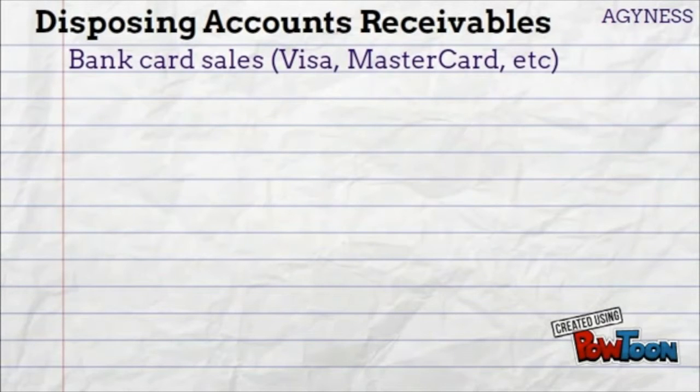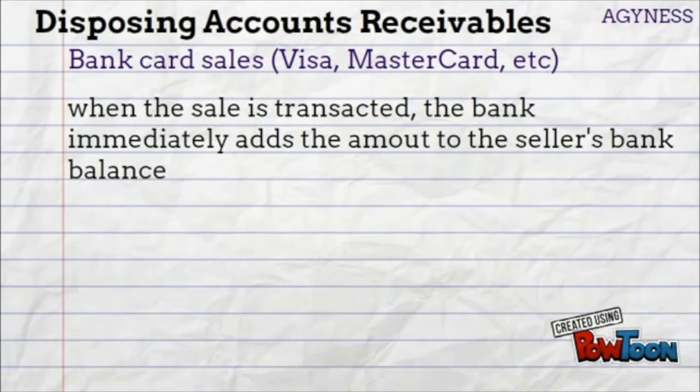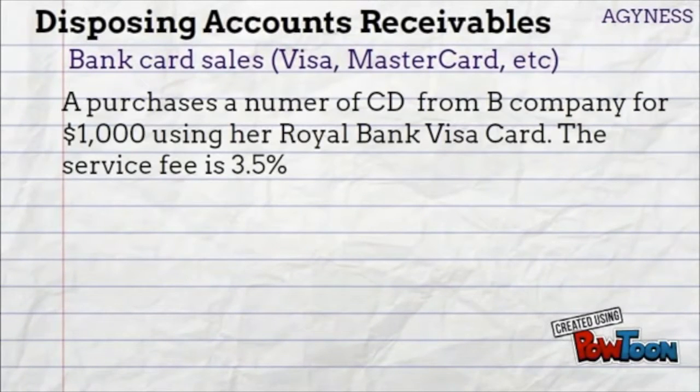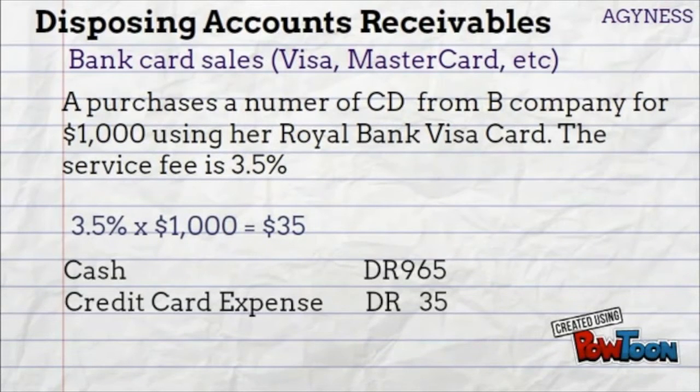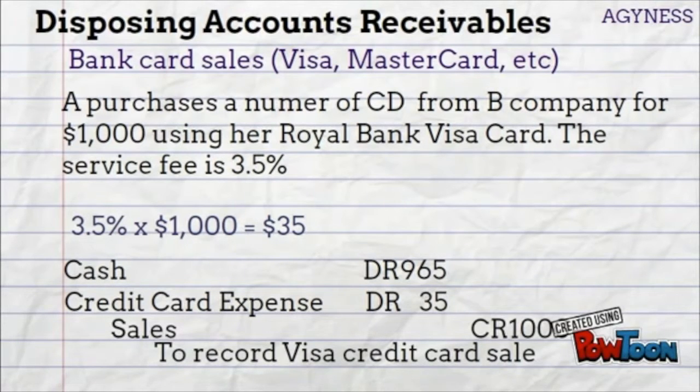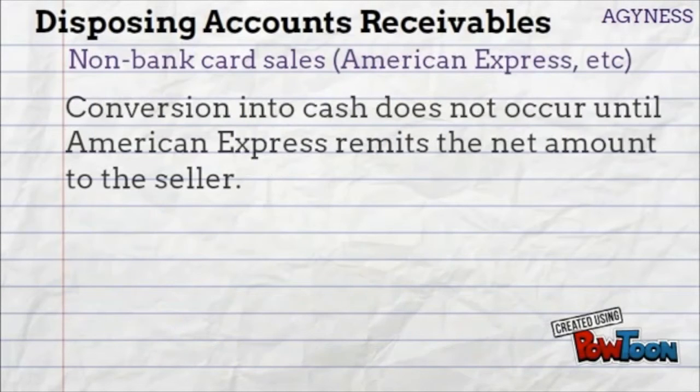Bank card sales. When the sale is transacted, the bank immediately adds the amount to the seller's bank balance. For example, A purchases a number of CDs from B Company for $1,000 using her Royal Bank Visa card. The service fee is 3.5%. Therefore, you debit cash and credit card expense. Then you credit sales to record the Visa credit sale.